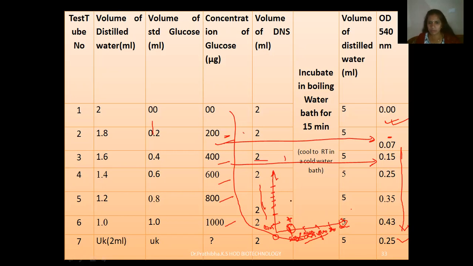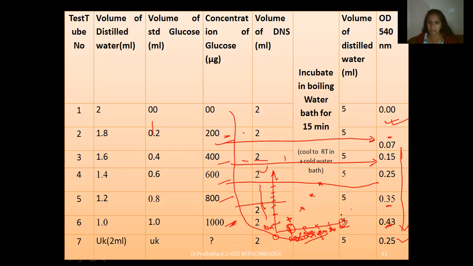For this particular 400, we got the point around here, so you are going to put one cross mark here. Same thing for 600: here for this 600, I got 0.25, so you need to put one dot, a cross mark, here. For 800, we got 0.35, and you need to check where 0.35 will come; it comes around here. And for the 1000, we got 0.43.